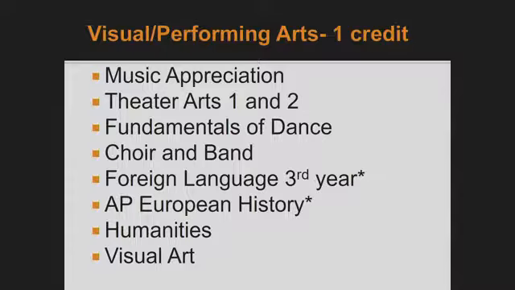Now let's look at the visual and performing arts required credit. Students may satisfy this credit by taking music appreciation, theater arts 1 or 2, the fundamentals of dance course, if a student is in choir or in band, 3rd year of a foreign language, AP European history, the humanities course itself, or visual arts.